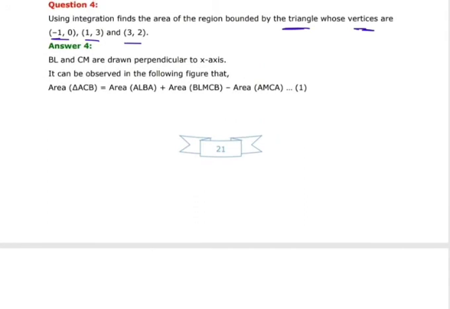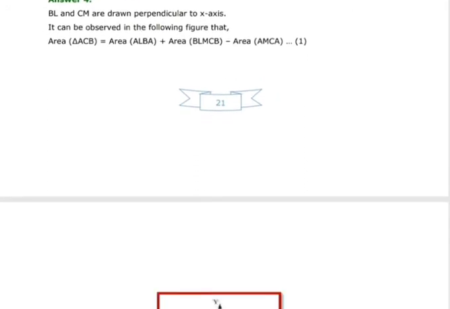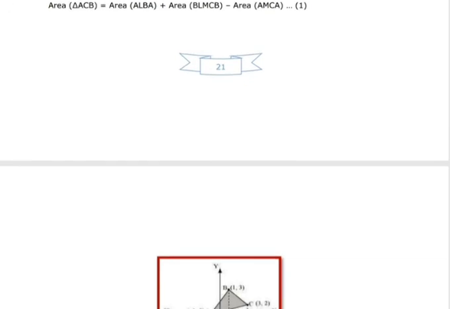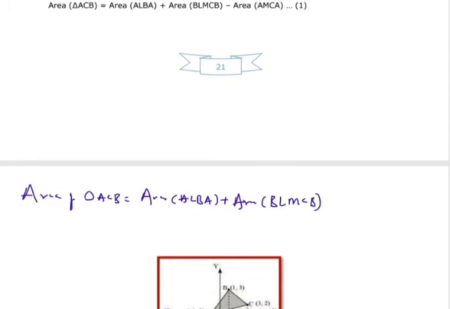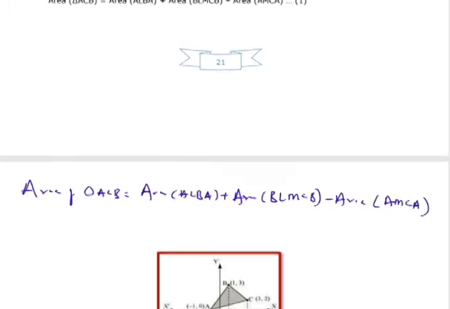And it can be observed from the following figure that the area of a triangle ACB, which is equals to area of a triangle, what they are saying, area of a triangle ACB, which is equals to area ALBA plus area BLMCB minus of area AMCA. Let's see.